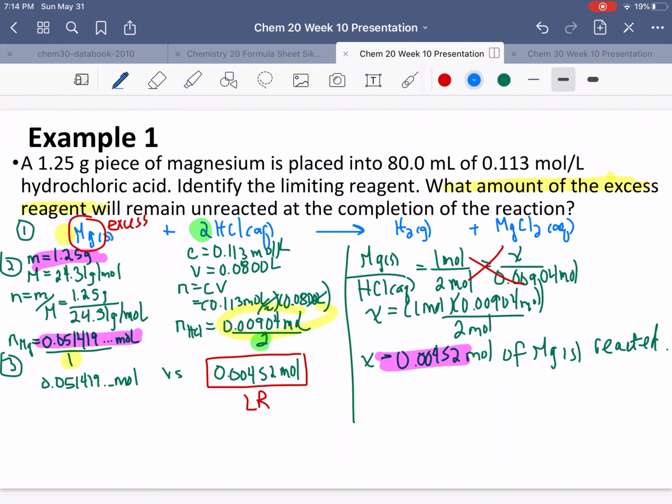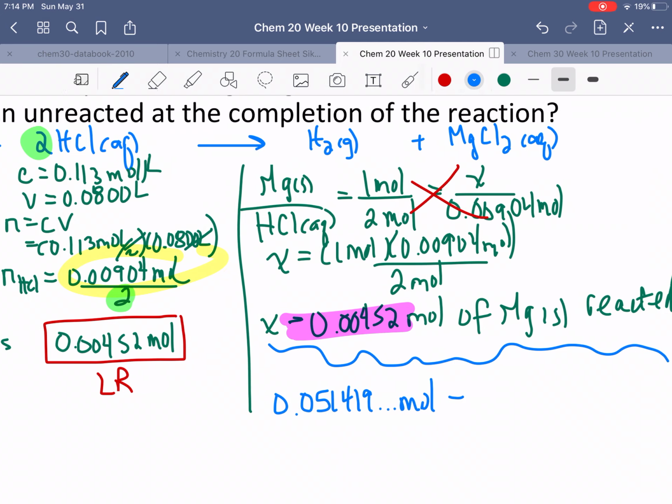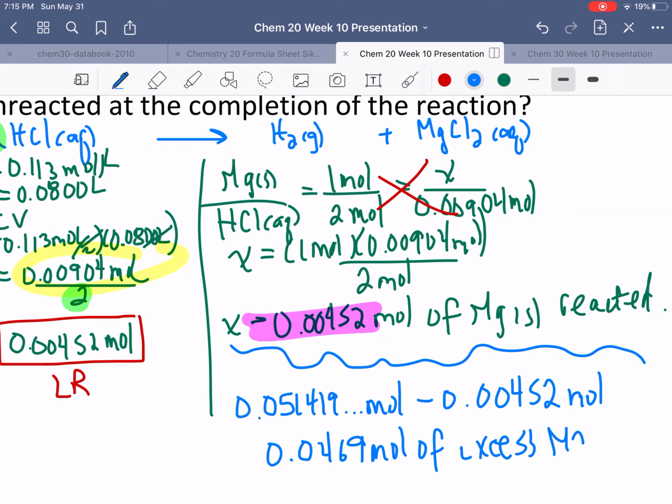Now we're into simple math again, guys. We just need to subtract these things, right? The total amount of magnesium minus the amount reacted will give us what remains. So in other words, 0.051419 moles minus 0.00452 moles. Number crunch them, we get a total of 0.469 moles, and now I need my sig digs, which will be 3 of them because of the question, of, use the language, excess magnesium solid.